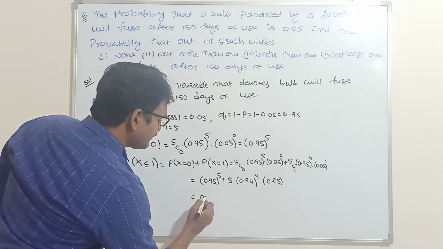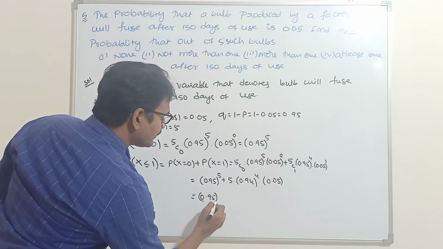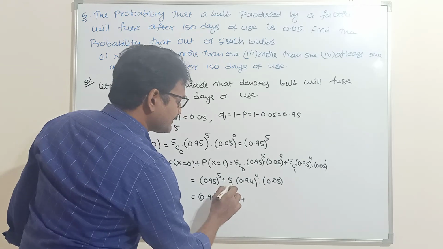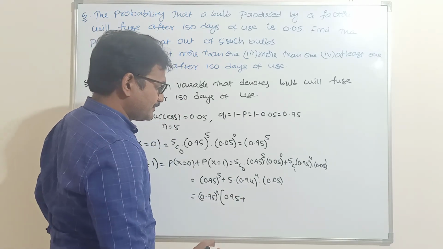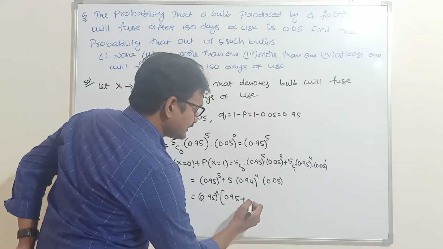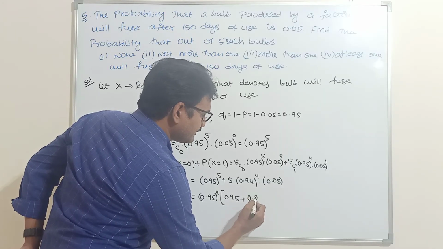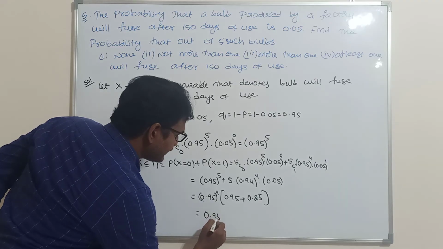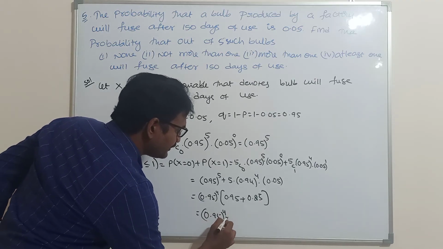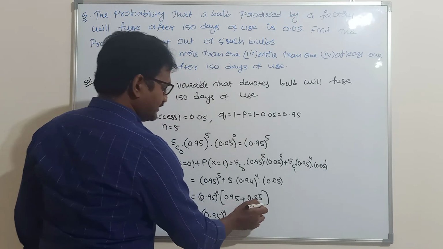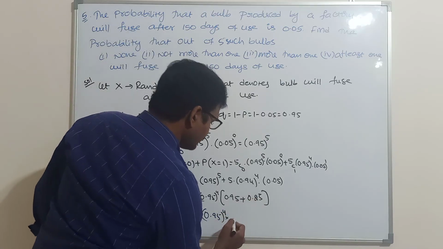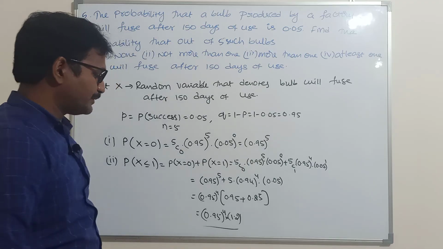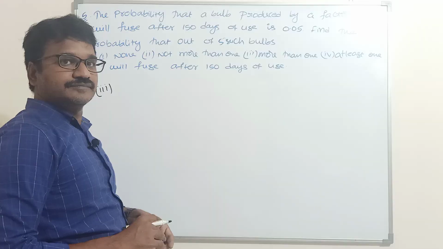So 5C0 value is 1, 1 into 0.95 whole power 5 plus 5 into 0.95 whole power 4 into 0.05. Here 0.95 whole power 4 is common. So we get 0.95 whole power 4 into 0.95 plus 5 into 0.05, which is 0.25. So 0.95 plus 0.25 is 1.2. The answer is 1.2 into 0.95 whole power 4.